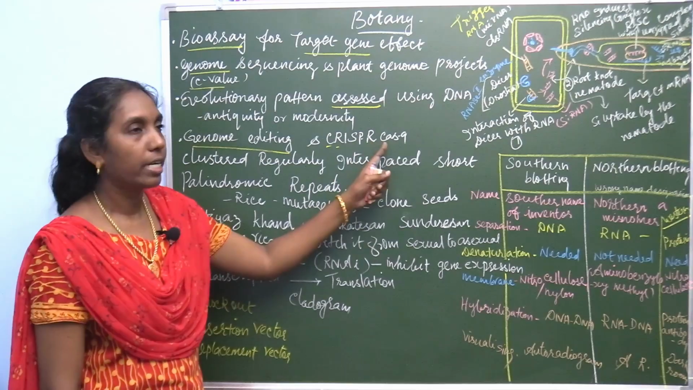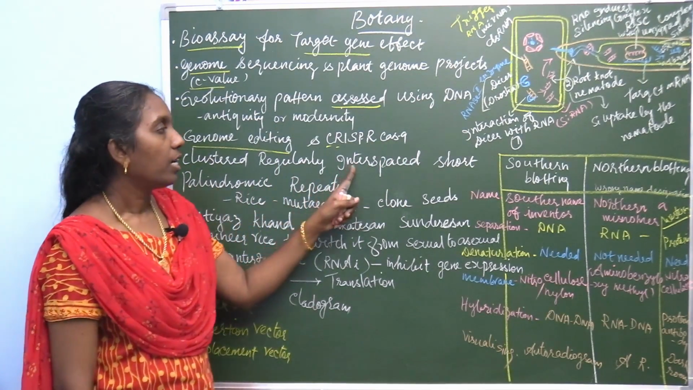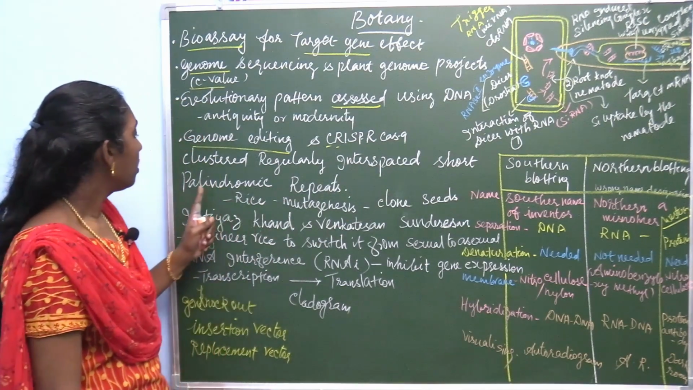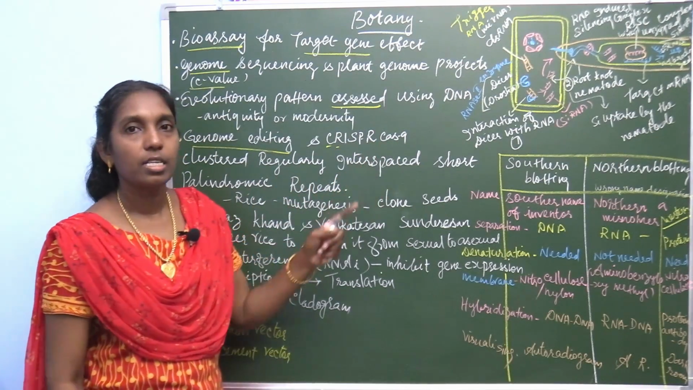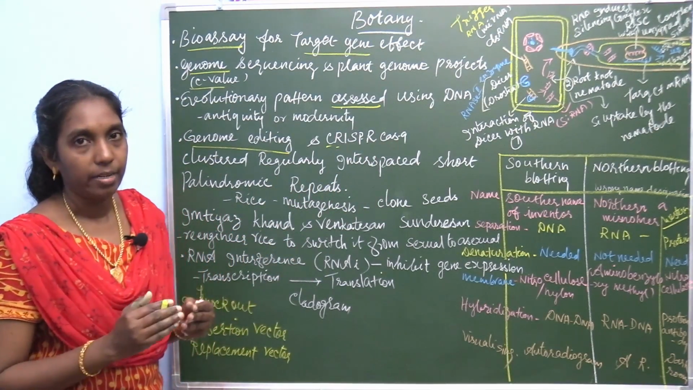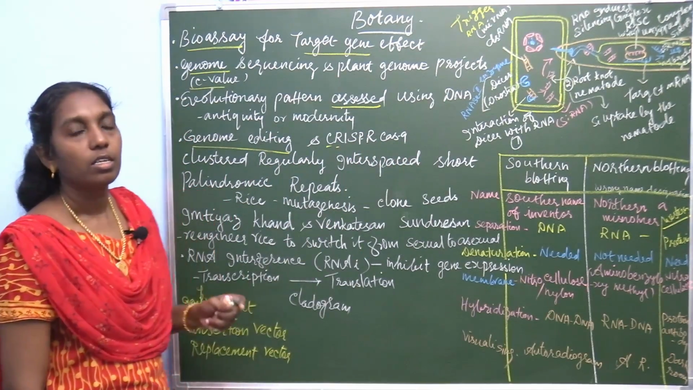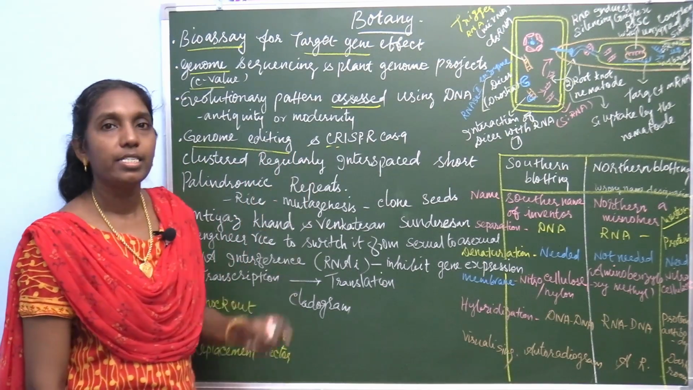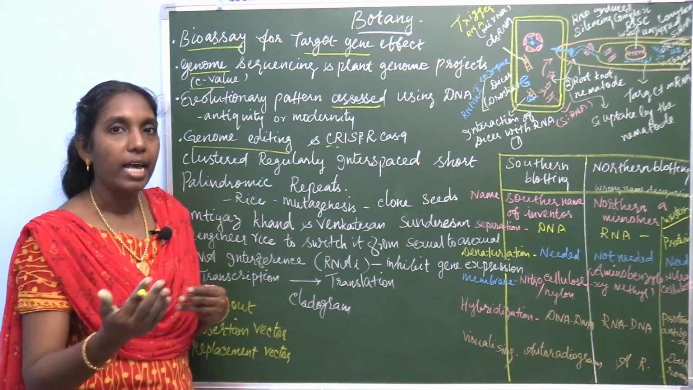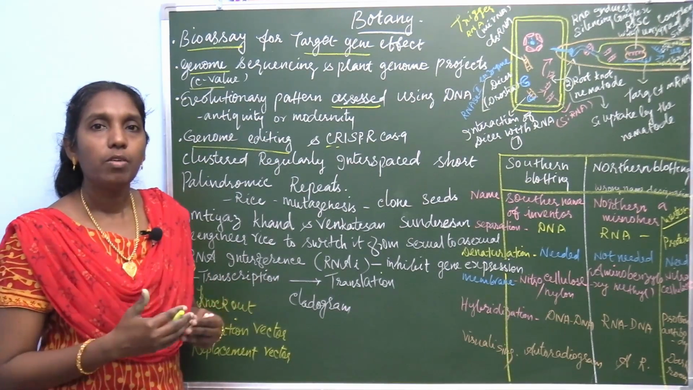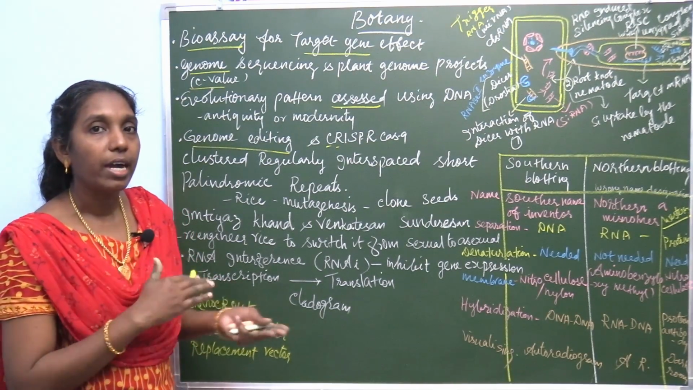CRISPR-Cas9 stands for clustered regularly interspaced short palindromic repeats, in which Cas9 is the encoding protein 9. That is CRISPR-Cas9. It is a genome editing technique, a group of techniques that add, remove or alter genes. A number of plant species can be edited, and the genes can be altered by means of adding and removing.